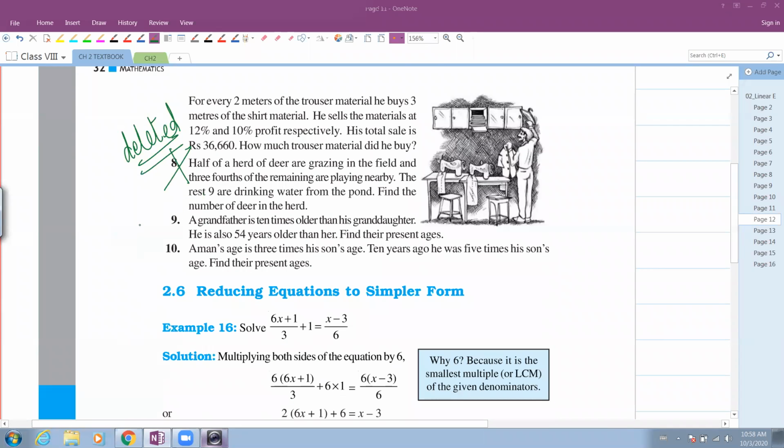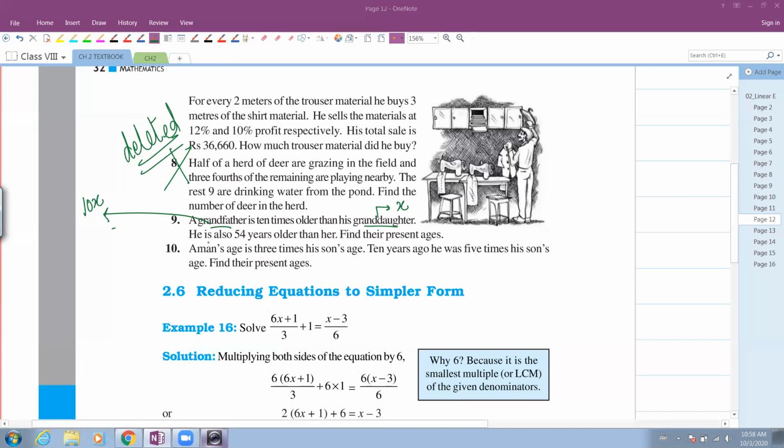Question number 9th again is about age. A grandfather is 10 times older than his granddaughter. So they're talking about the granddaughter and the grandfather's age. The age of the grandfather is 10 times the granddaughter's age. So how shall I start? Anyone? Granddaughter's age is x and the grandfather's age is 10x. That's correct. If I take the granddaughter's age as x, the grandfather's age will be 10x years.